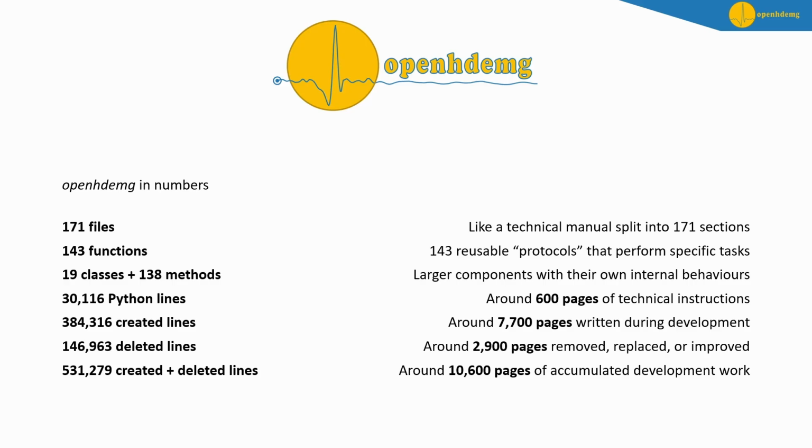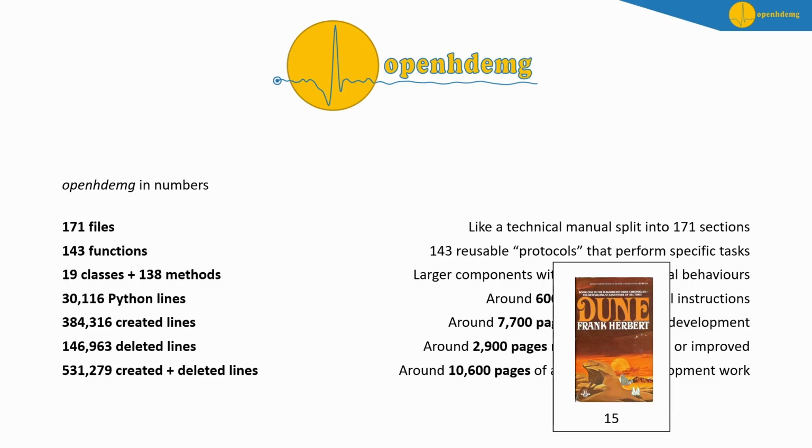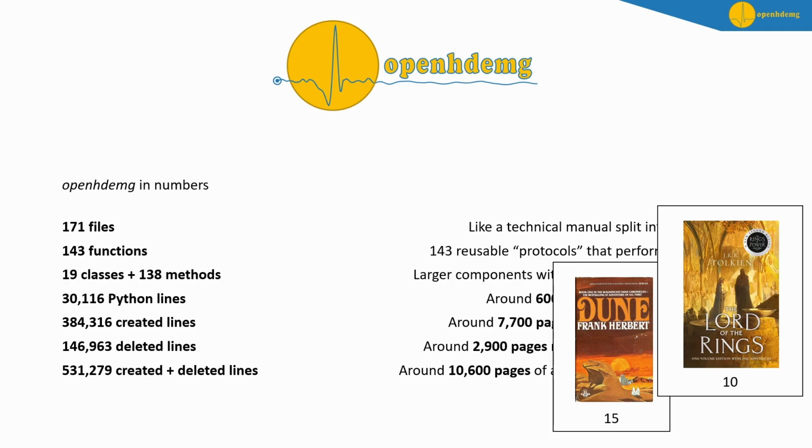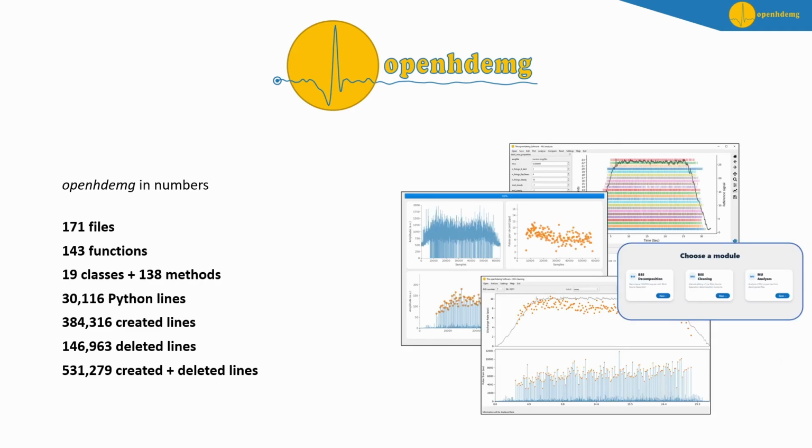10,600 book pages, so a massive work that, just as a reference, corresponds to 15 copies of the book Dune, or 10 copies of the entire trilogy of the Lord of the Rings, okay? So I hope you will find in it the tools that you need for your processing.